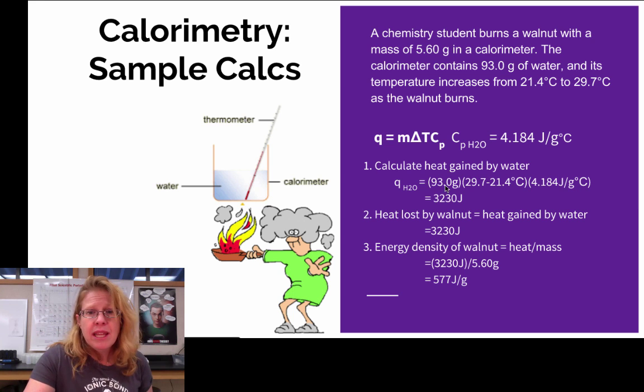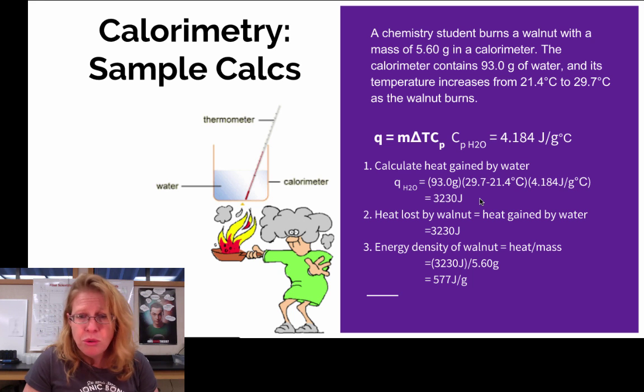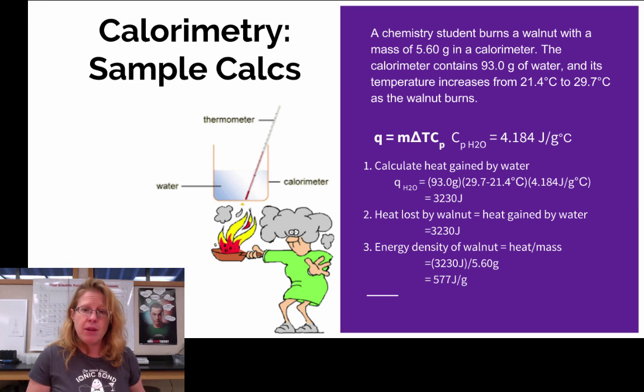So number one, calculate the heat that was gained by the water. That's step one right here. You're using Q equals m delta T Cp. It's really important that you're using all the information about water in this case. So this is the mass of the water, the change in temperature of the water, and the specific heat of the water. In this particular case, if the temperature heated up that much, then I know that 3,230 joules of energy must have been absorbed by the water to get the temperature to increase that amount. And that's rough sig figs, about 3 sig figs.